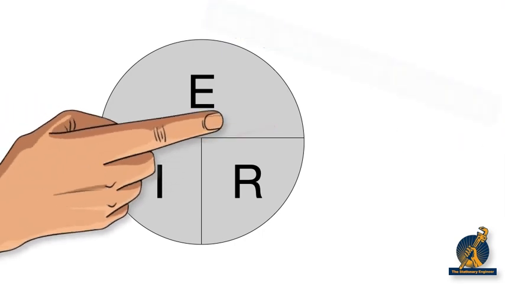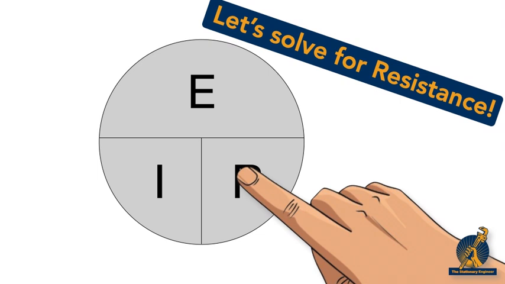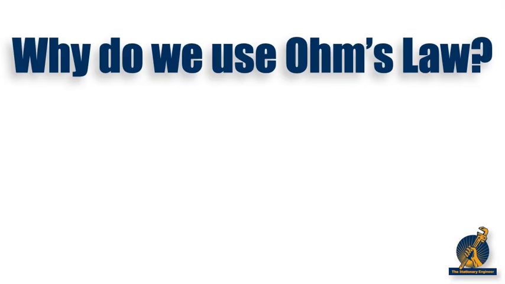Moving on, let's solve for resistance. Again, cover up the R. What are we left with? We are left with voltage and current. So what are we going to do? We're going to divide voltage by current. That's going to give us our resistance formula: resistance in a circuit is equal to the voltage divided by the current. Pretty simple.